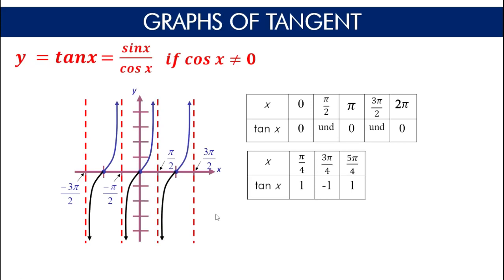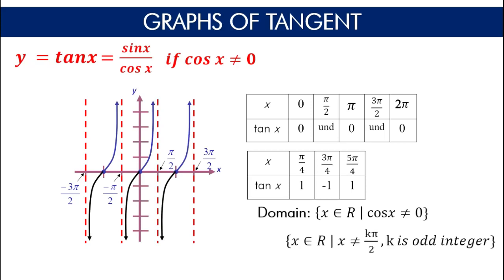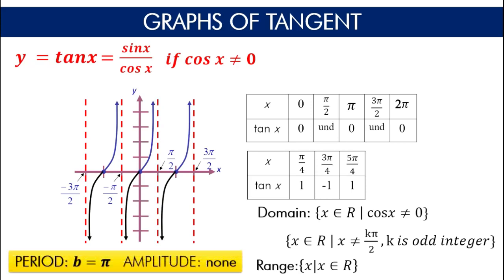For the domain, it's an element of all real numbers, but the cosine should not be equal to 0, same with the secant, if you will recall. So x is an element of all real numbers such that x should not be equal to k pi over 2, where k is an odd integer. For the range, it approaches both negative infinity and positive infinity, therefore the range here is all real numbers. For the period, remember, that is pi.